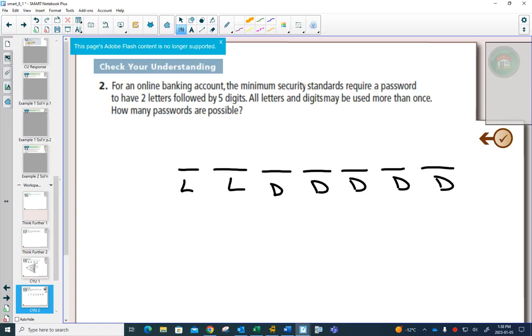So if I wanted to guess yours, what are my chances of guessing it correctly? Oh, this is a good question. Do we know how many letters are in the alphabet? 26.